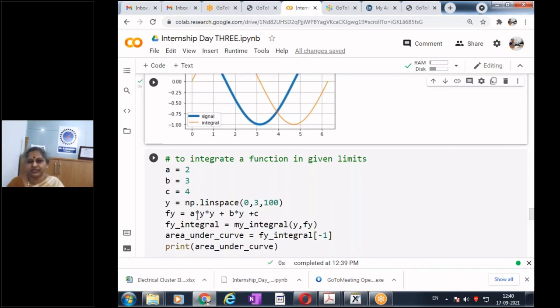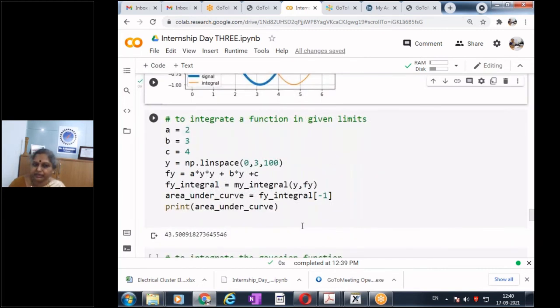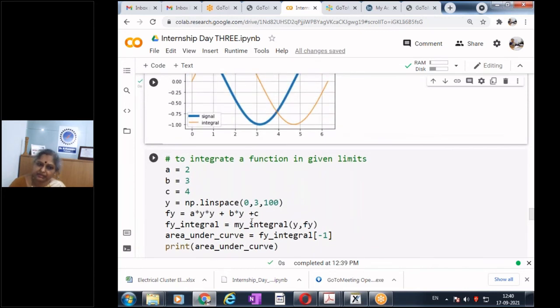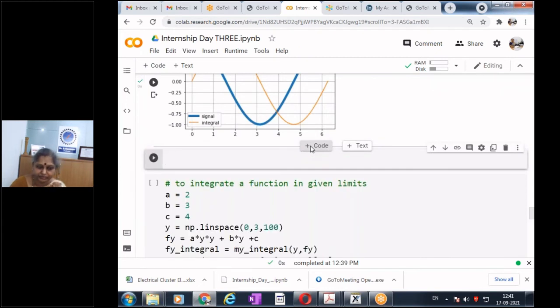What is the answer for this? a y square plus b y plus c, and I'm doing an integration, and how do I get the value? I want the area under the curve. So this is plotting the function. I'm not plotting here. I'm simply computing the integration. And how do I get the value of the integral? So I will just take a small example here.